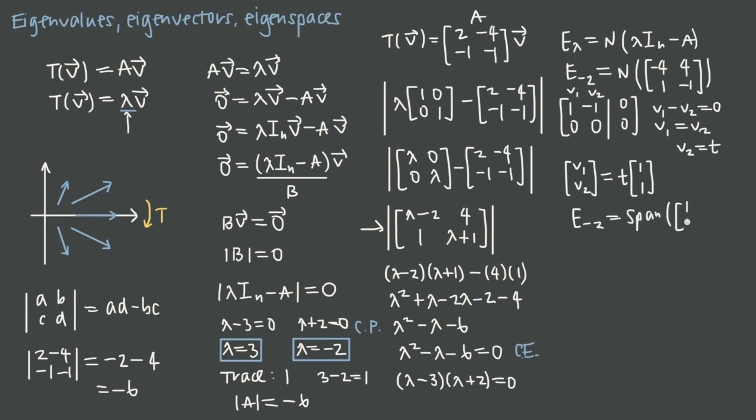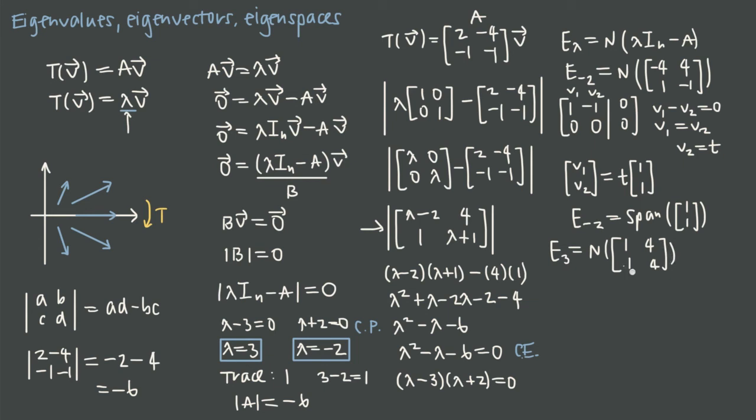So (1, 1) is an eigenvector for the matrix A, and the eigenspace E_-2, where lambda is -2, is defined as the span of this vector. Now we need to do the same thing with lambda equals 3. So we'll say the eigenspace for lambda equals 3 is the null space of this matrix when we plug in lambda equals 3. So 3 minus 2 is 1. We get 4, 1, and then 3 plus 1 is 4.